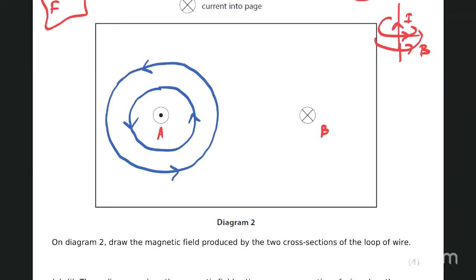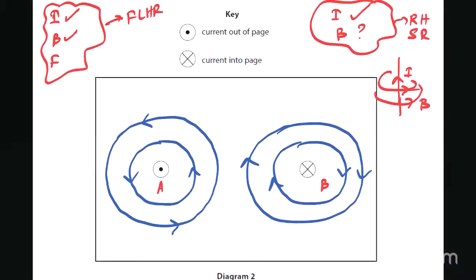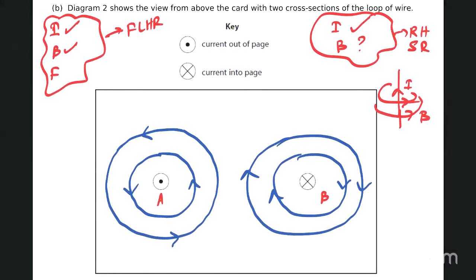And if it is B, at B, what will happen? The thumb is pointing away from you towards the paper. So now you can see all the other four fingers are rotated the other way around, in the clockwise direction. So here you will be getting the magnetic field in this direction. Okay. So at least you need to draw 4 lines, then you can get the maximum of 4 marks.